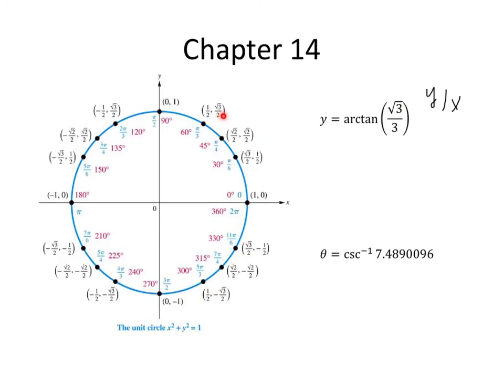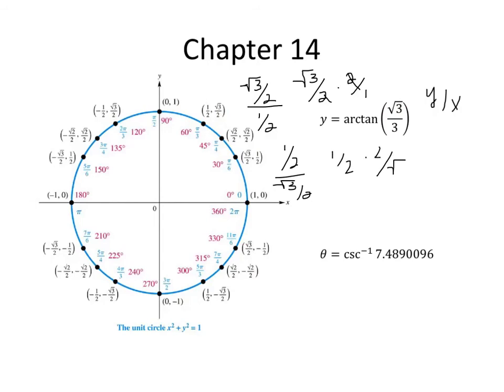Square root of 3 over 2 over 1/2, copy dot flop. Well, that's square root of 3. Do the same thing again. 1/2 over square root of 3 over 2, copy dot flop. That makes it 1/2 times 2 over the square root of 3. This becomes 1 over the square root of 3, and when I rationalize, it becomes square root of 3 over 3. So in this case, y is equal to pi over 6.